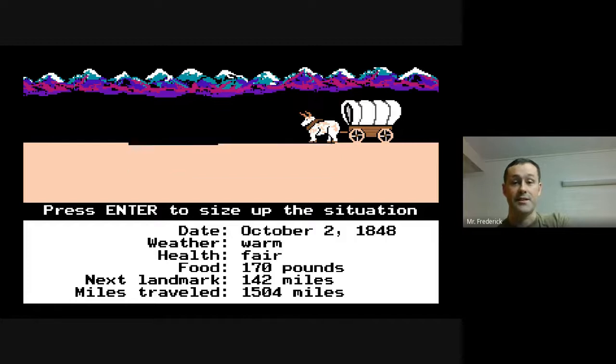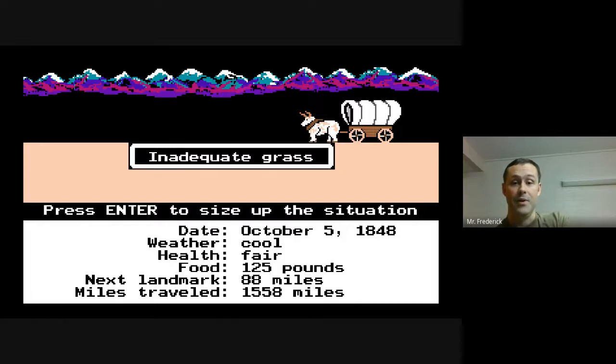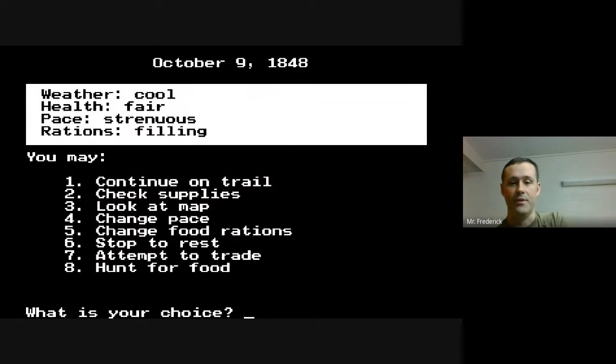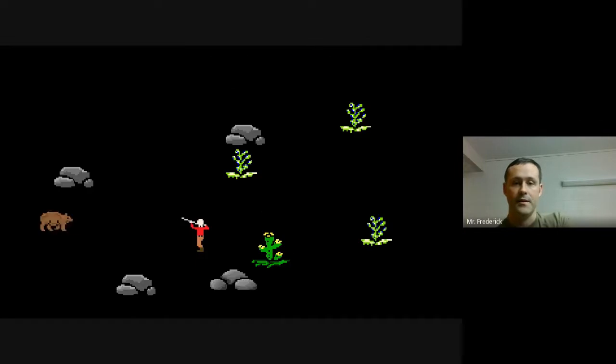Inadequate grass. It's getting into the fall. It's getting into October. That is concerning to me. But we're moving faster. Next landmark is in 70 miles. Mr. Frederick is lost. Why does all this stuff keep happening to me? I need to get some food. Let's hunt for food. Hey, there we go. All right. That one worked out. Might hunt a couple times up here. This seems like it's a good hunting ground.